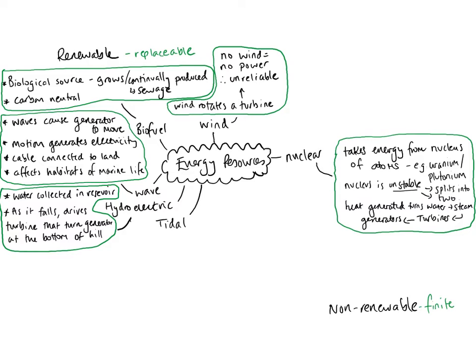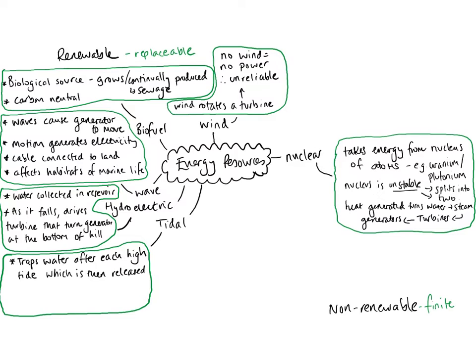Tidal is often confused with wave, so let's look in more detail at the tidal energy resource. Water gets trapped after each high tide, and then the water gets released, turning turbines. The great thing about tidal energy is that it's predictable. We know that each day there will be two high tides and two low tides. But just like with wave energy, underwater cables are used, and that as well can also affect habitats of marine life.